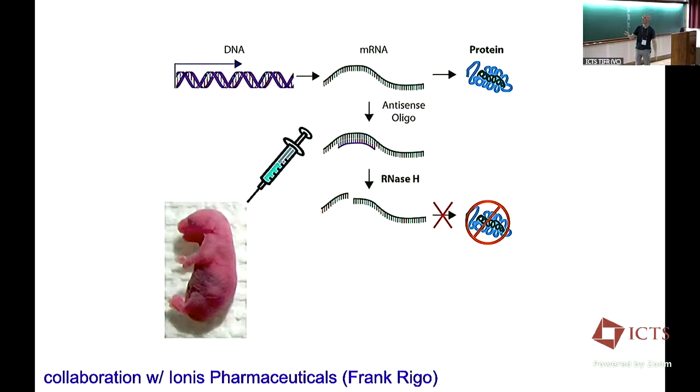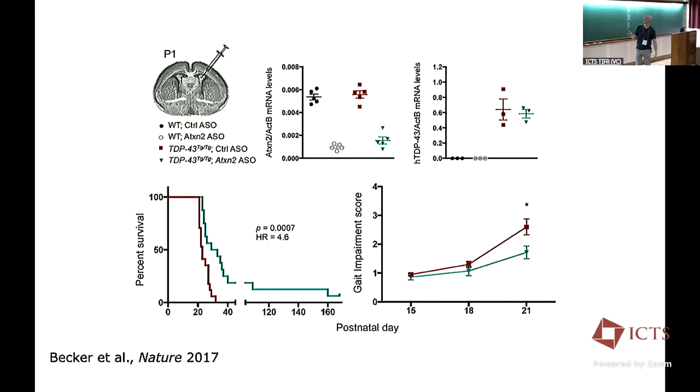So we delivered this into the pups at day 1, either one targeting ataxin 2 or a negative control, like a scrambled sequence. This was sufficient to lower ataxin 2 RNA and protein. And a single administration of the ataxin 2 targeting one had a dramatic extension in survival. Some mice lived over 150 days, and the other ones just all died by day 30.